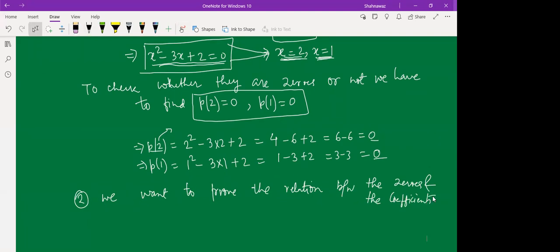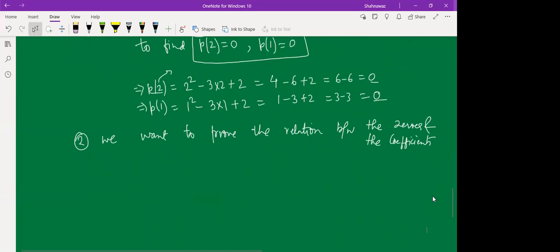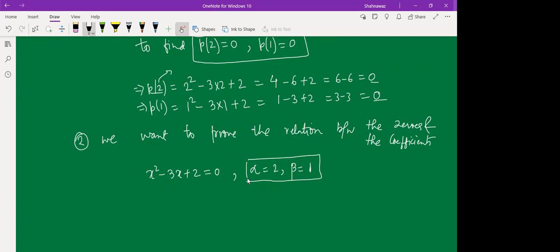So let's take this question again. I won't leave this question. X square minus 3x plus 2 equals 0. And what were the zeros? Alpha was 2, and beta was 1. So let's say we want to prove the relation between the zeros and the coefficients.